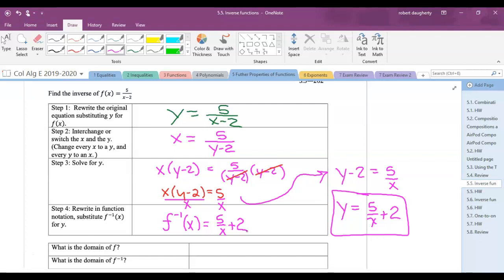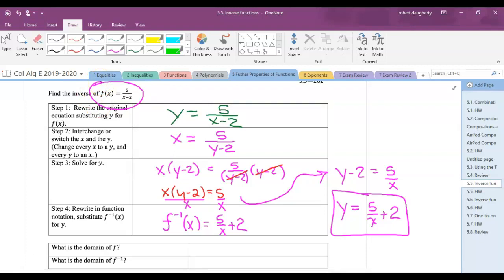This is my original function. This is a whole different function. It's the inverse. And that's why I always change the color. I switched x and y, and I have a new function. Here's my original, and here's its inverse. Now, there are domain restrictions on the original problem.